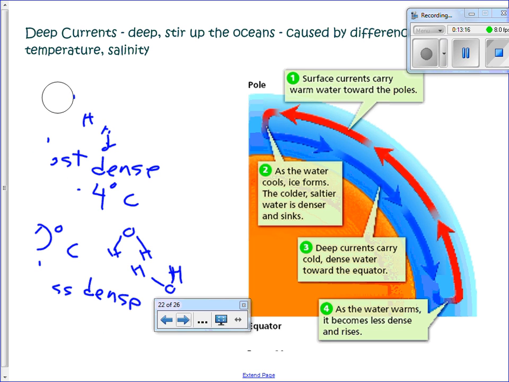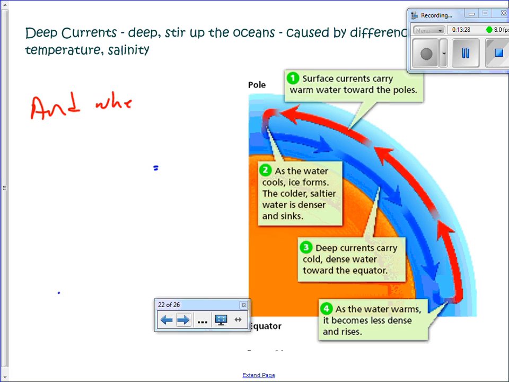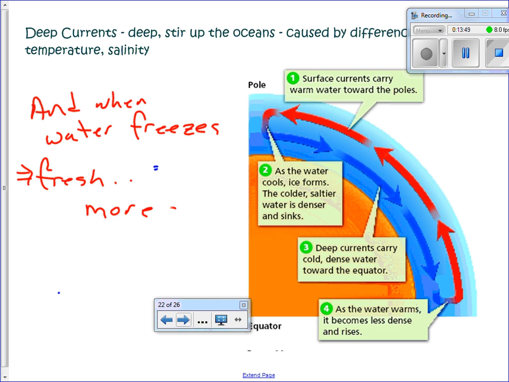Actually, it doesn't get salty ice, does it? Yes, the ice becomes fresh water. When water freezes, it's basically fresh water, which makes the water around it more salty. So you have all these crazy things changing the density and changing the temperature. And so it makes these deep currents.